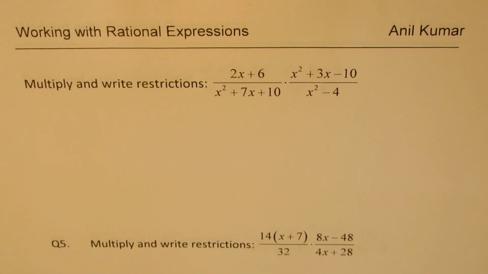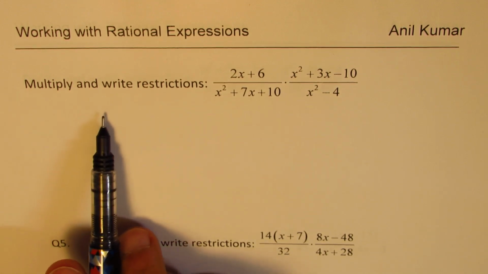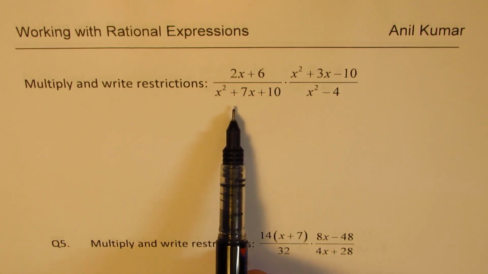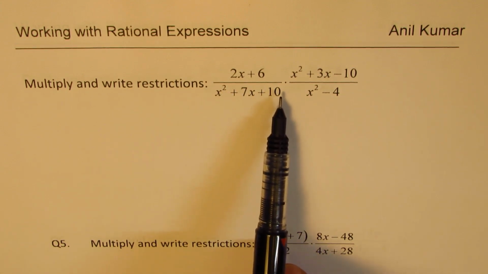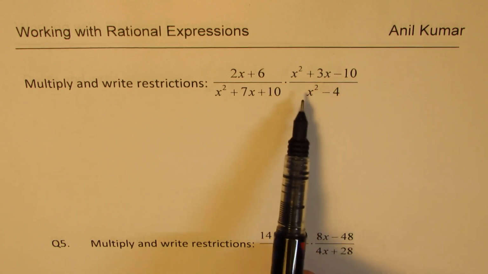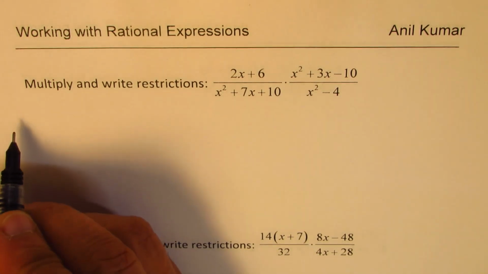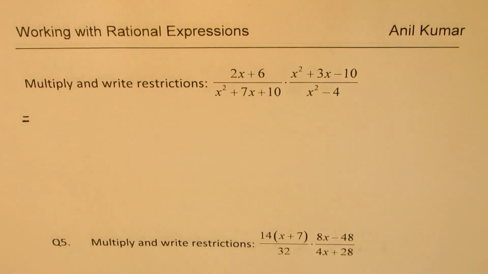Now let's talk about multiplication of rational expressions. We need to multiply and write restrictions for (2x + 6) divided by (x squared + 7x + 10), times (x squared + 3x - 10) divided by (x squared - 4). So by now you have clearly all the ideas about rational expressions. You can actually pause the video, answer this question, and then look into my suggestions.